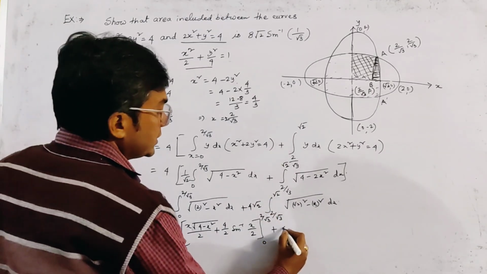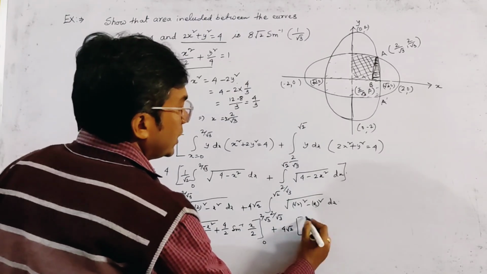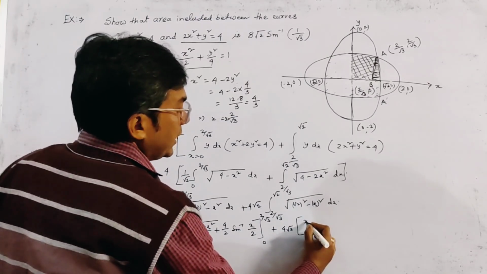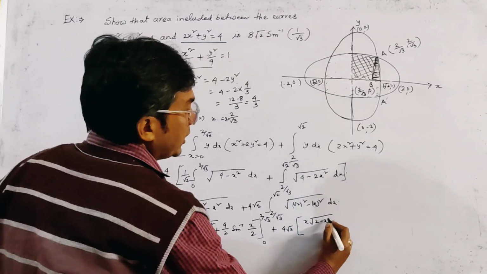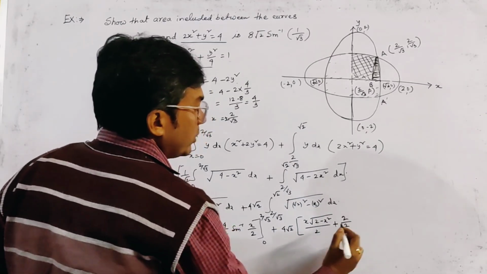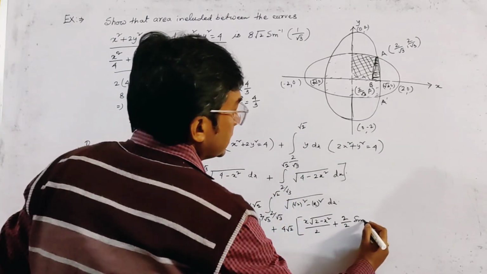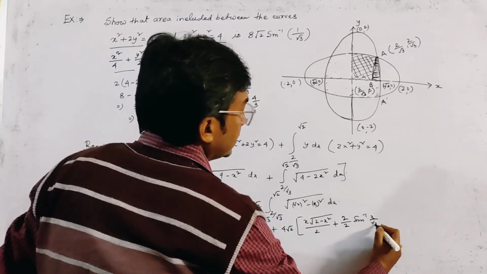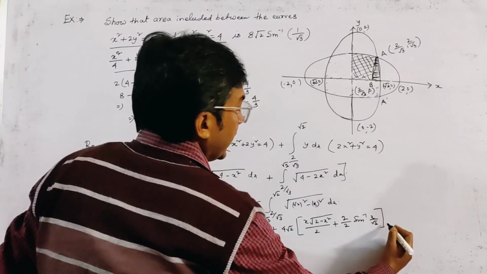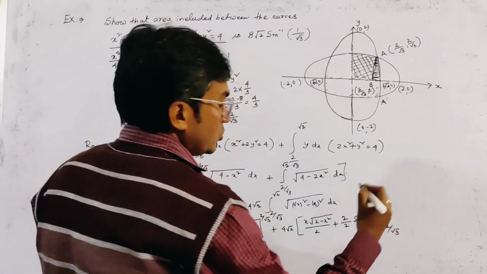And for the second integration 4 root 2, here also the formula is x into root 2 minus x square by 2 plus a square by 2, this means 2 by 2, because root 2 square by 2, into sine inverse x by root 2. Okay, and the ranges are 2 by root 3 to root 2.